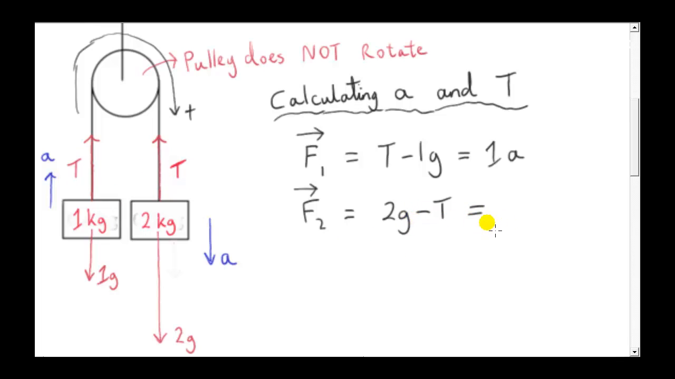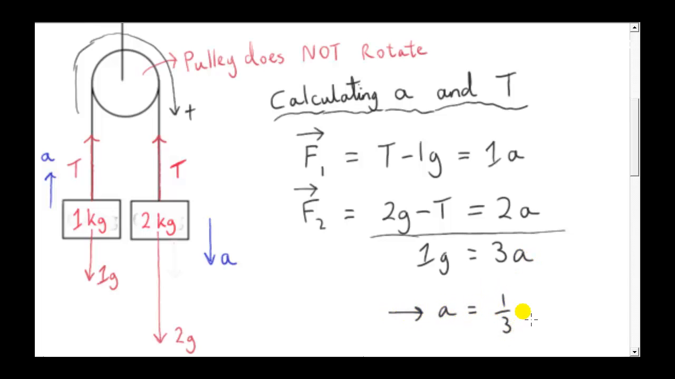Okay, we apply Newton's second law, so the resultant force is the mass, which is 2, times the acceleration. So the key point here is that both of these accelerations are the same. So that enables us to solve for the acceleration. So if we simply add these equations together, we get the acceleration. If we add the left hand side, you can see the T's cancel. We have 2g minus 1g is 1g, and over here we get 3a. So we see that a is 1/3 g.